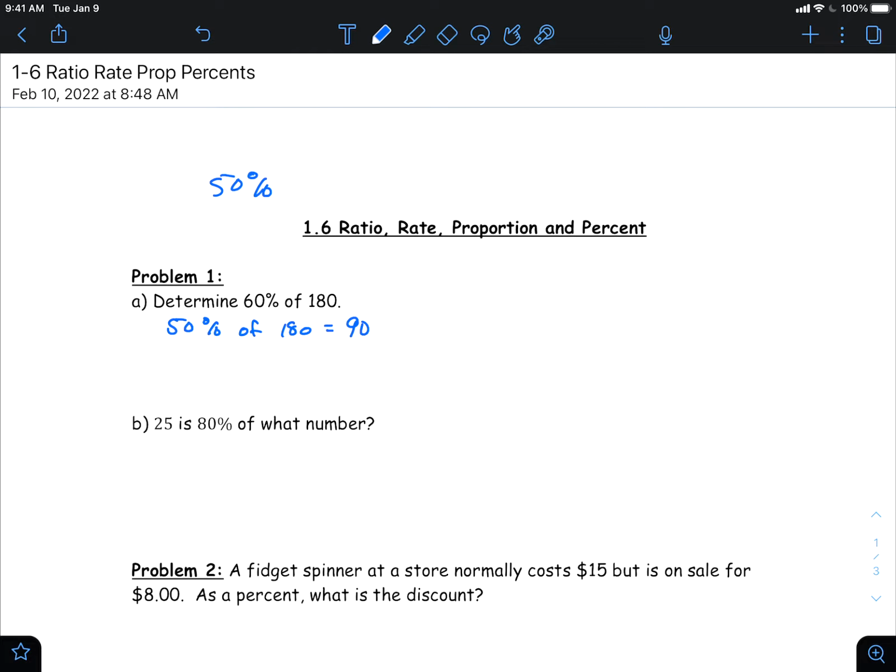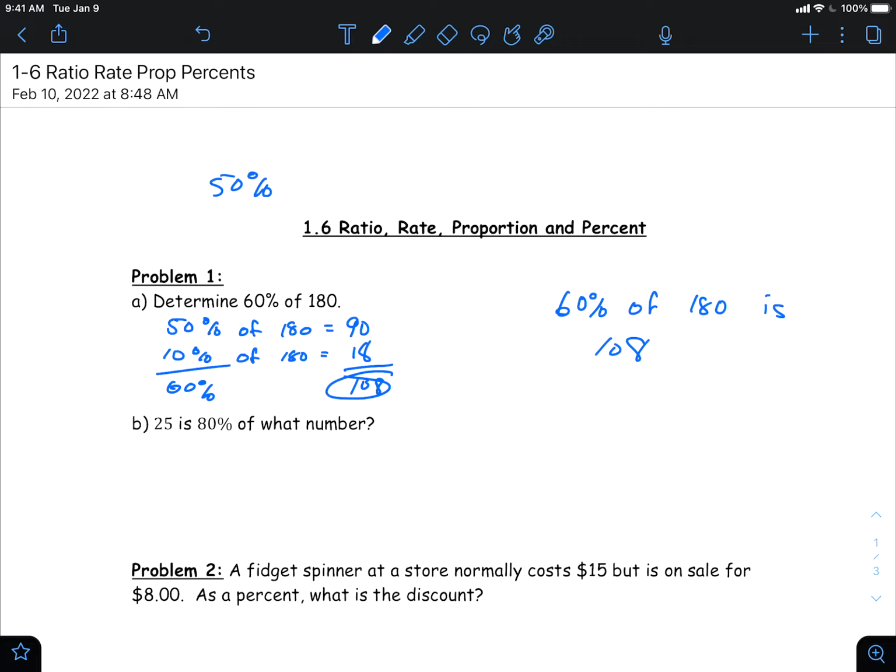Okay, and then you could also say, what's 10%? 10% would be like a tenth, or like 10 cents of a dollar or something like that, right? So I could say 10% of 180 would be what? 18. Right? And so when I add these two together, I get my 60%, no problem, which means I can add this over here. So I get 108, which means 60% of 180 is 108.